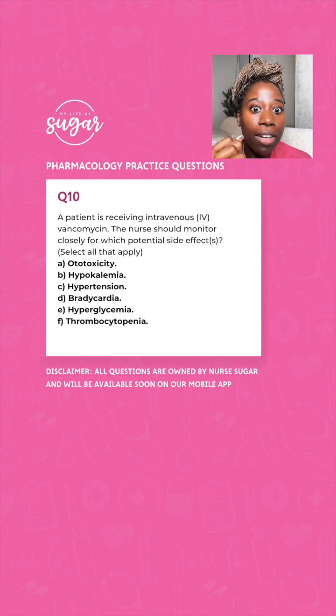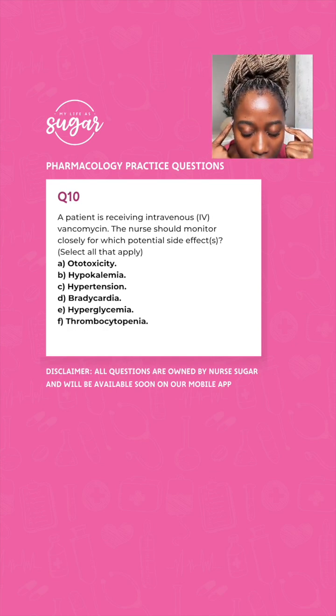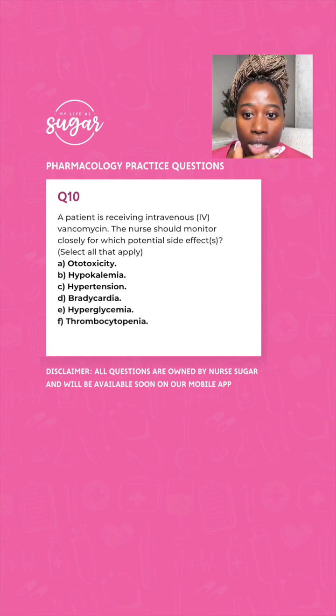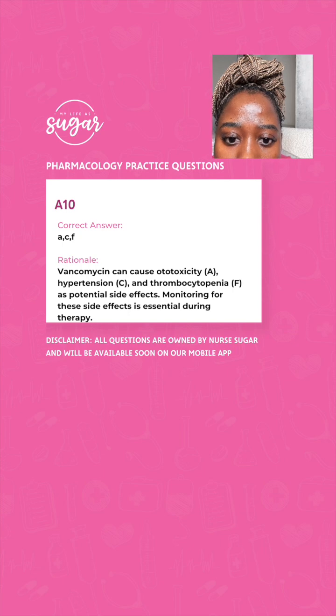But it's not going to be glaring to you in the first place. And so that's why you have to think. I'm thinking I could see nephrotoxicity on here. It's not on here. So yeah, that was critical thinking right there. That's critical thinking. So your right answer is A, C, and F.